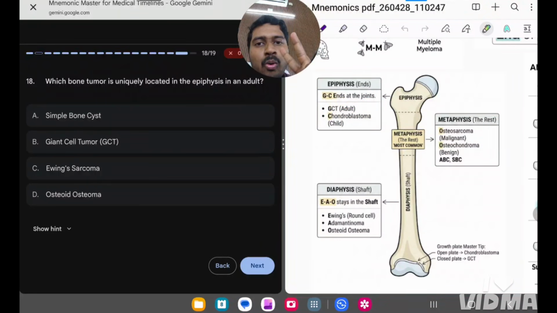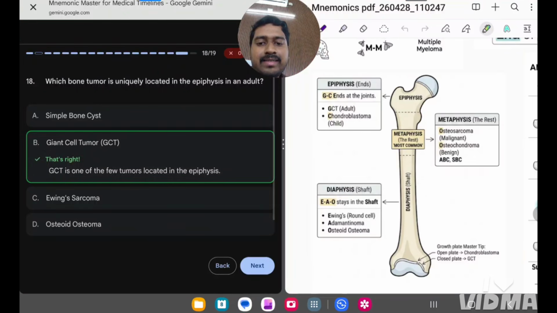Metaphysis, remember 2O. One is osteosarcoma, one is osteochondroma. Two things, 2O. Osteosarcoma and osteochondroma, and then you have aneurysmal bone cyst also and simple bone cyst. These two are also present in the metaphysis. Diaphysis, there are three. Okay, EAO. E is Ewing's, A is adamantinoma, and O is osteoid osteoma. This is the only image that you need to remember. So here it is asked epiphysis. Epiphysis is GC. So GC is giant cell and chondroblastoma. So our answer is giant cell tumor.